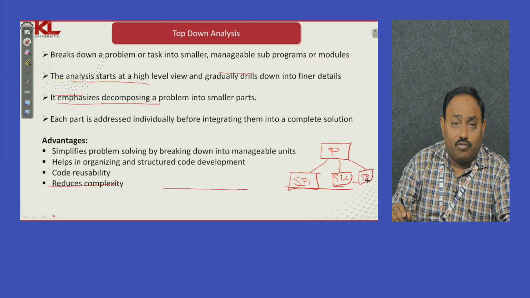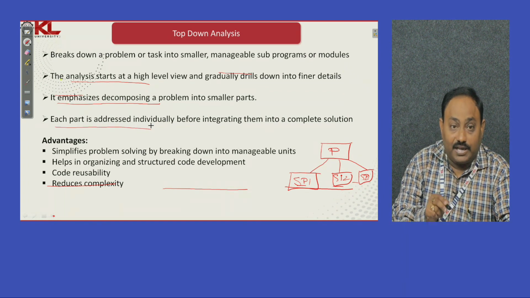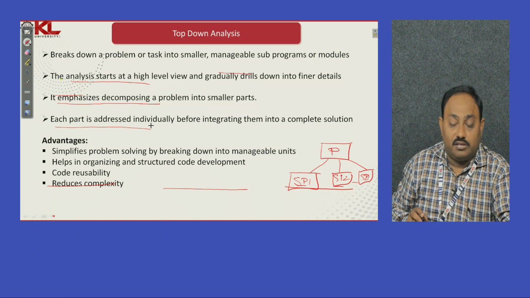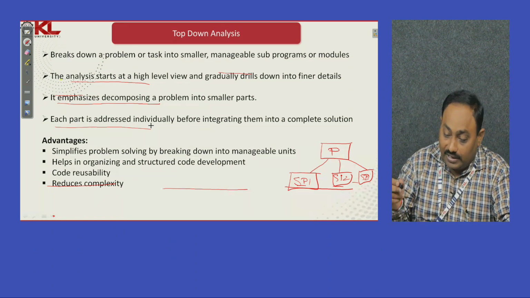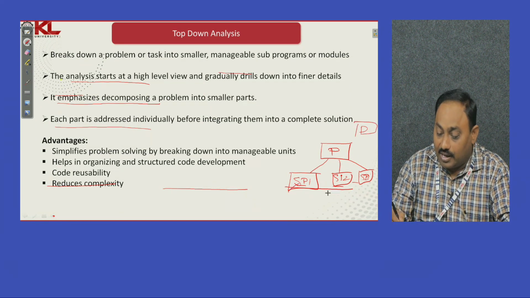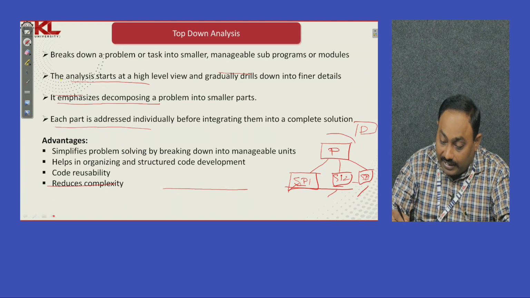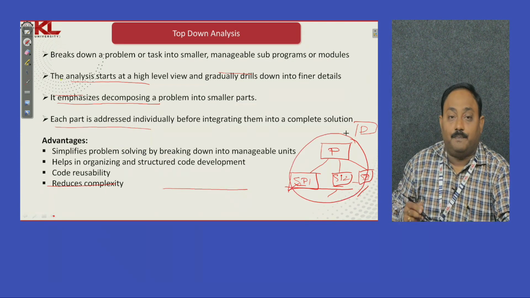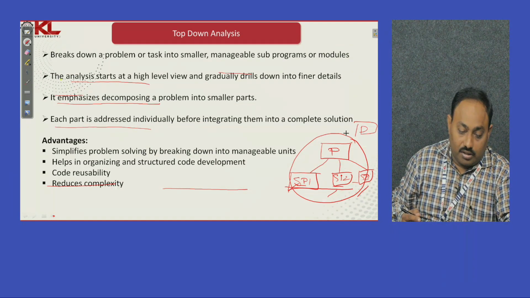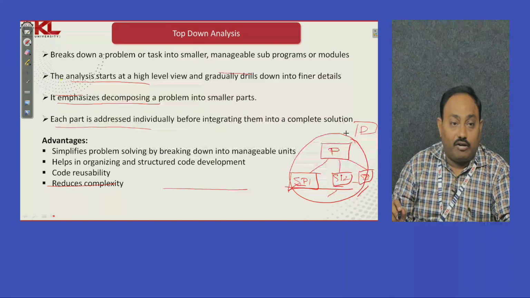The main advantage of doing this is that each subproblem can be addressed separately and individually before integrating them into a complete solution. So instead of thinking about the entire problem P, I can address subproblem 1, then subproblem 2 and then subproblem 3, so that I can integrate them into the whole problem. That is the main use of top down analysis. In top down analysis we break down the problem into a number of subproblems.